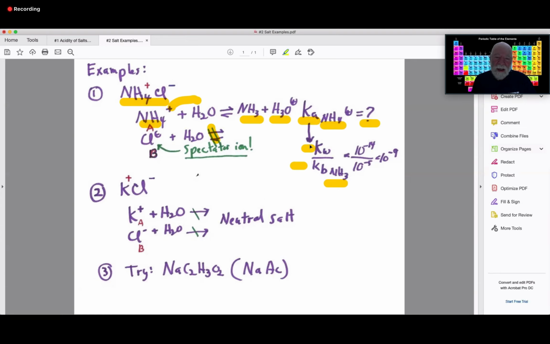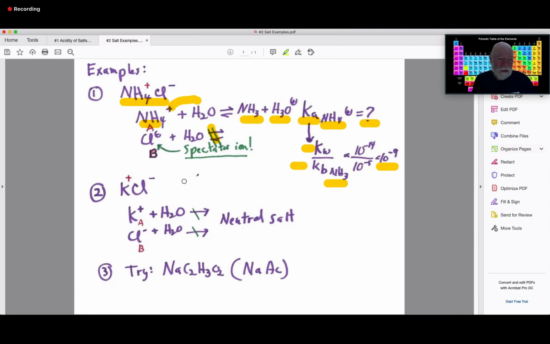So mathematically, K sub W is 10 to the minus 14th. You'll find K sub B for ammonia to be 10 to the minus 5. Do the math. The answer 10 to the minus 9 means yes, the K exists for this reaction, and therefore it would be acidic.